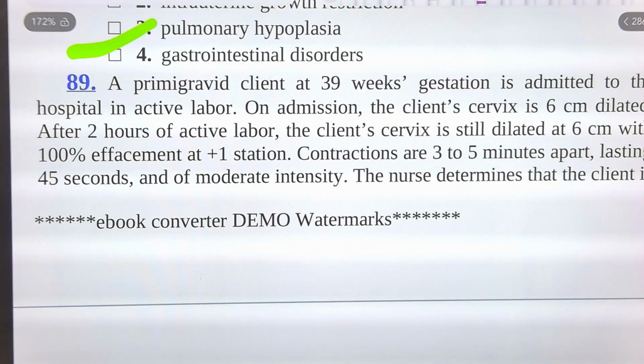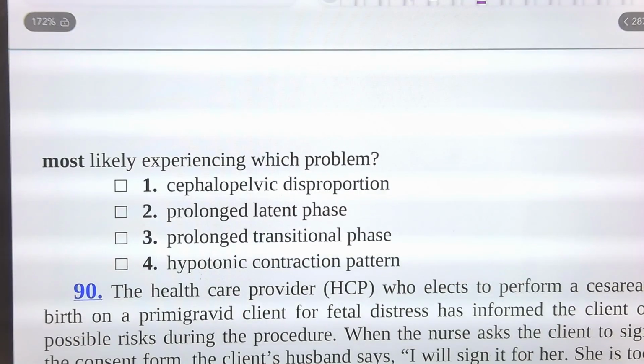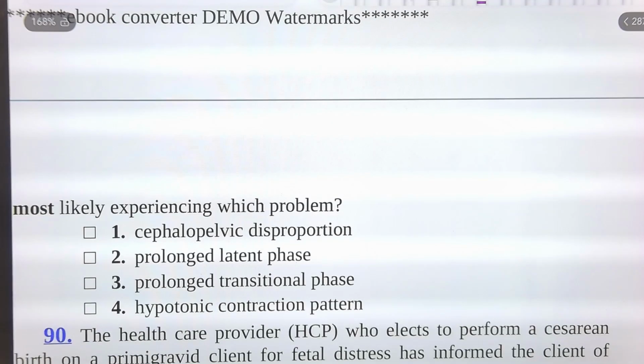Now 89 question. A primary gravid client at 39 weeks of gestation is admitted to the hospital in active labor. On admission, the client's cervix is 6 centimeters dilated. After 2 hours of active labor, the client's cervix is still dilated at 6 centimeters. After 2 hours, the dilation is still the same with 100% effacement and positive one station. The contractions are 3 to 5 minutes apart, lasting 45 seconds and moderate intensity. The nurse should determine the client is most likely experiencing which problem? Read all the options. What can be the right answer?